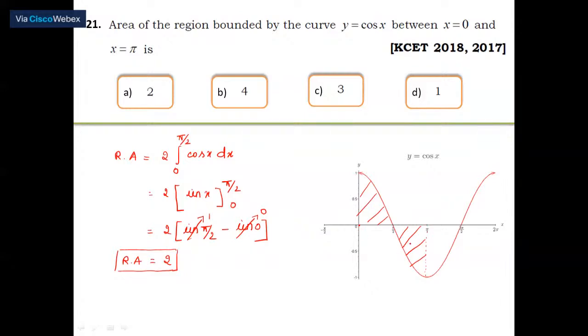And it is the same for our sin x also. So instead of 0 to pi, if it is asked to find the area for 0 to pi by 2, then it is nothing but half of this total area. So 2 divided by 2, which is equal to 1. So when it is a problem related to this sine or cos x curve, check these limits first. Okay, whether it is 0 to pi or 0 to pi by 2, check that once before writing your answers. Fine. Now let's move on to the next.